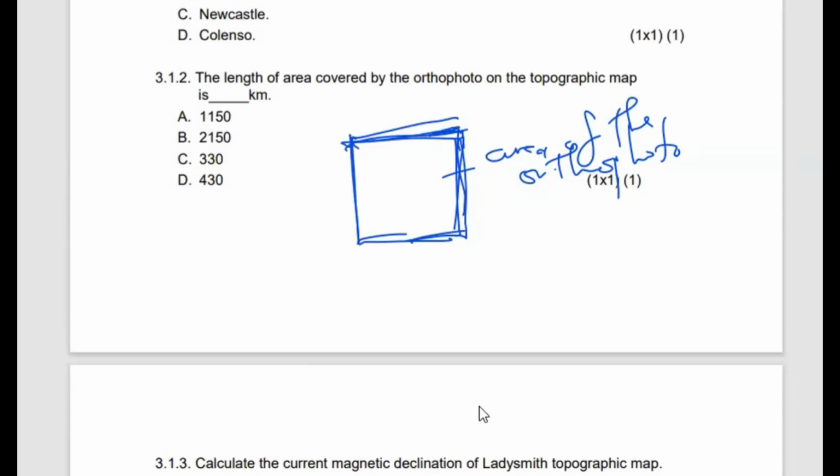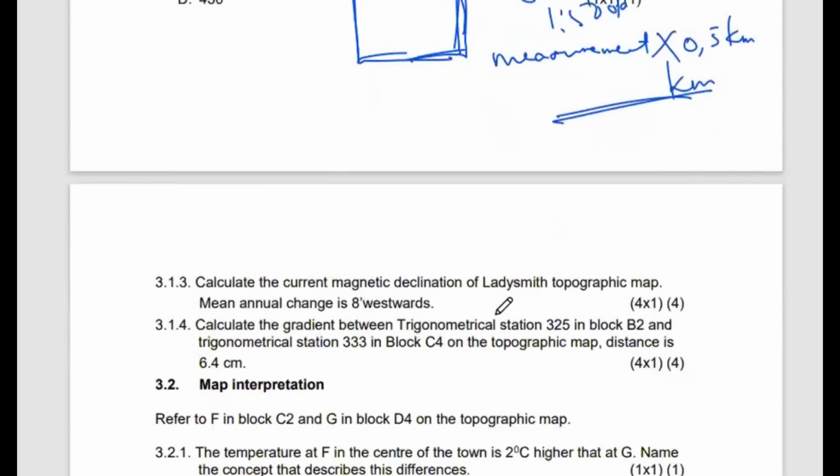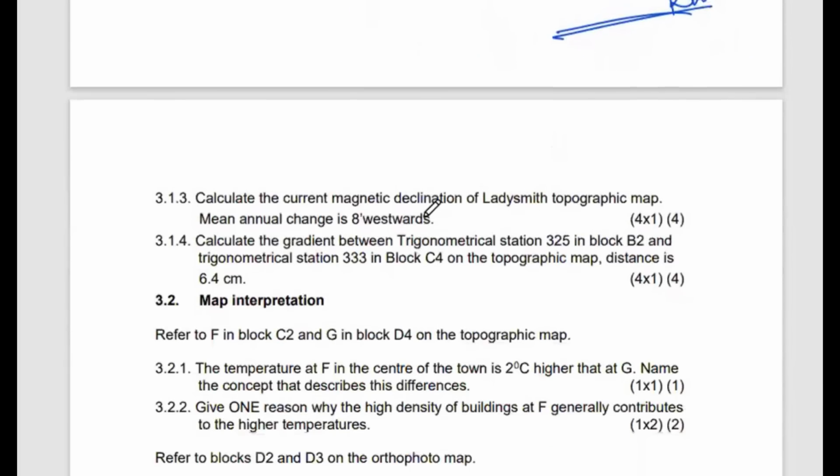What you need to do there is your measurement. For you to convert to kilometers, the scale is 1:50,000, remember, for the topographic map. So your measurement in centimeters, you multiply it by 0.5 kilometers. You get your answer directly in kilometers. That is how you calculate that one. Right. We'll move on to the next one.